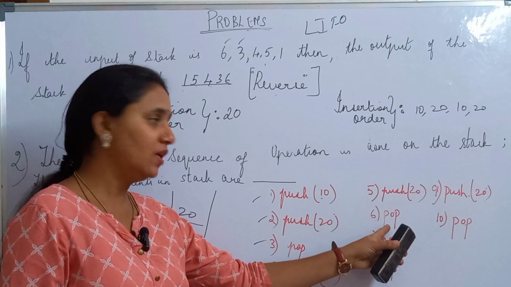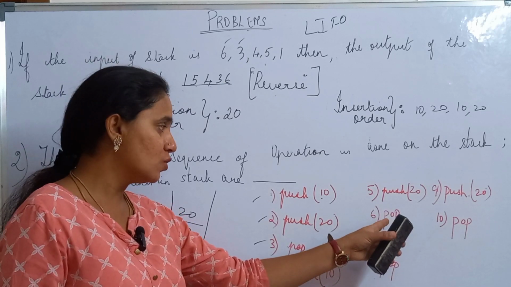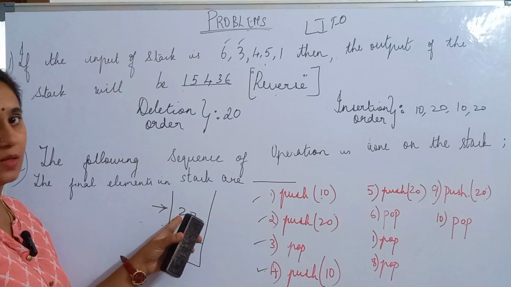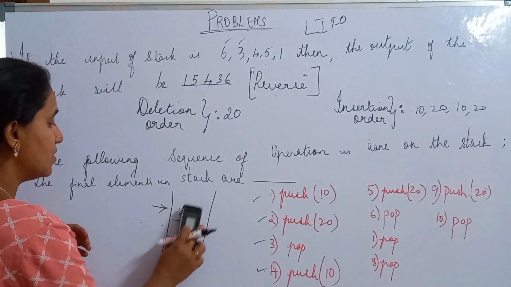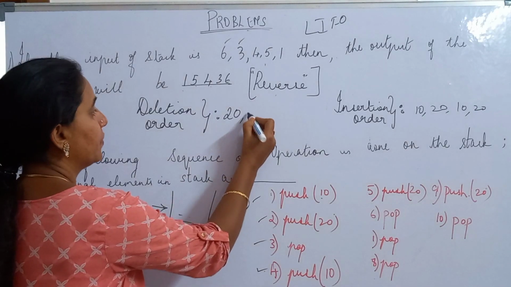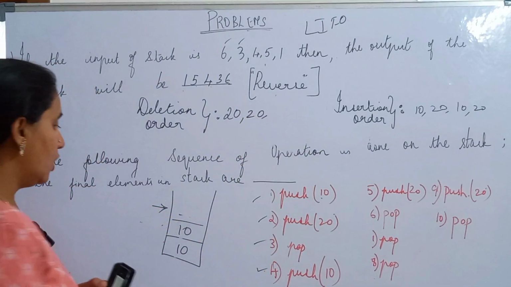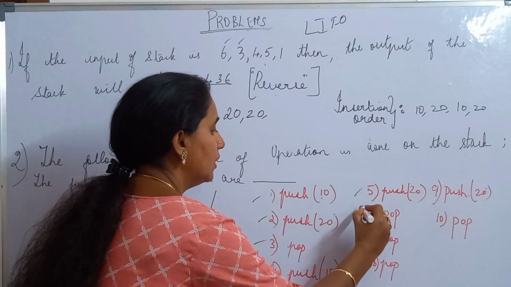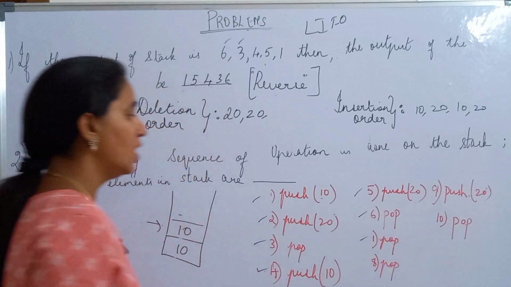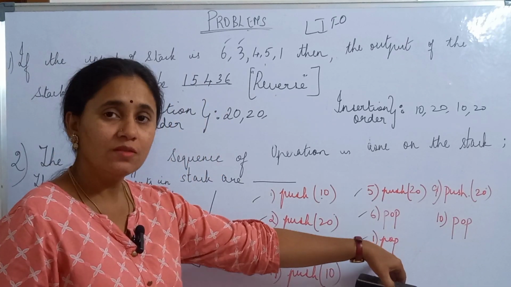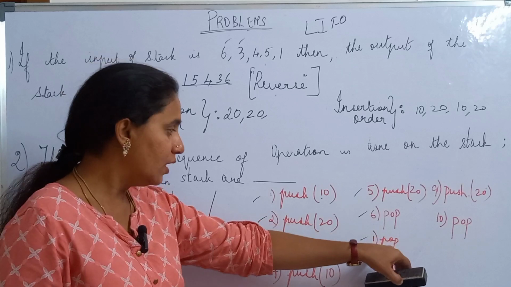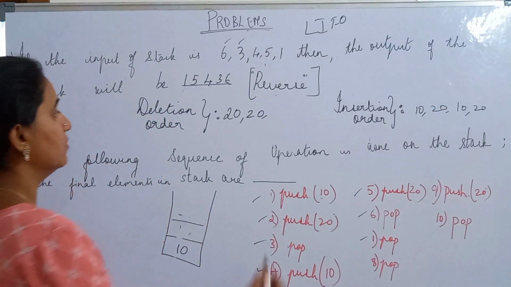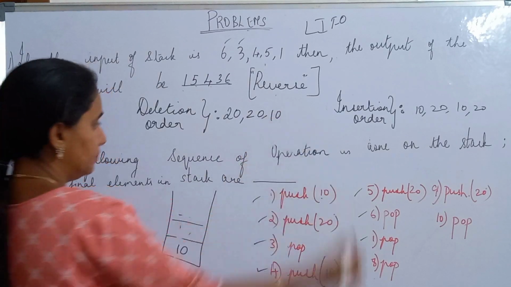Now we are going to perform three pop operations. Let me proceed with the sixth, a pop operation. It is going to delete the topmost element. The topmost element deleted is 20. Now the pointer is pointing here. Now we go for the seventh one. Again it is a pop operation, so again do a pop. This 10 is going to get deleted. So write it over here.